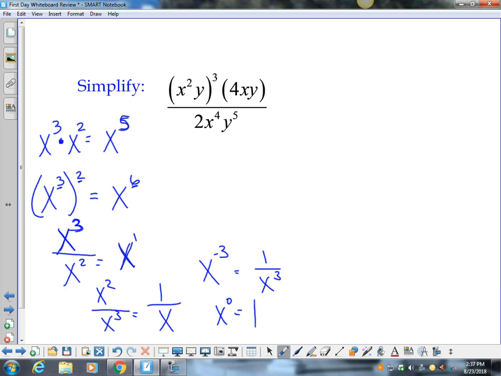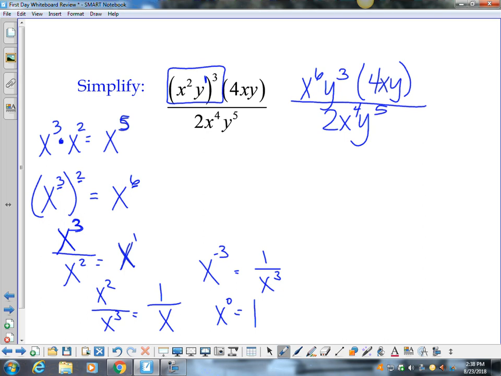Okay, so there are your rules. And again, that should 100% be a review. So if I come in here and clean this up, I'm going to clean this guy up first. That's a power to a power, so I'm going to multiply. So that would be x to the 6th and y to the 3rd, because that's a 1. And then I'm going to bring everything else down.